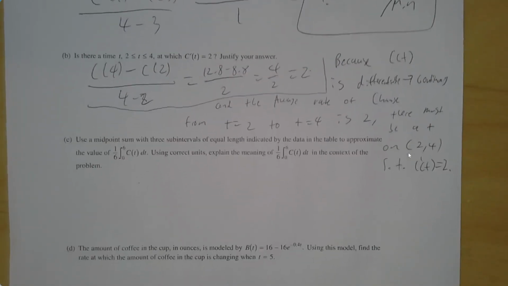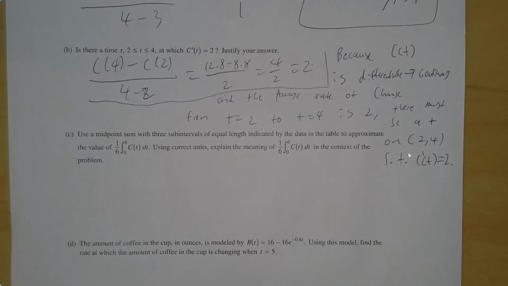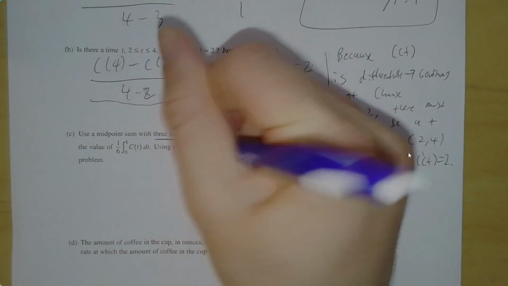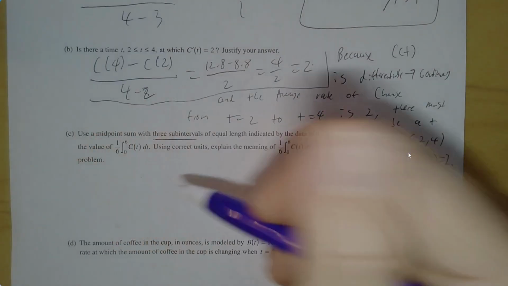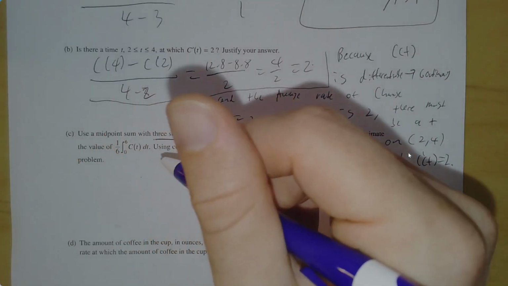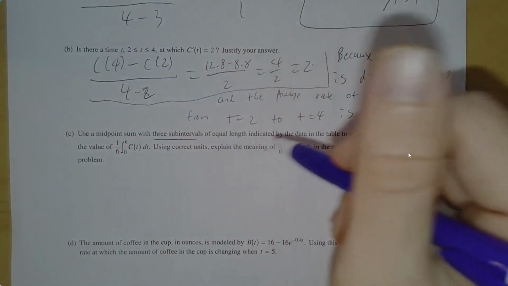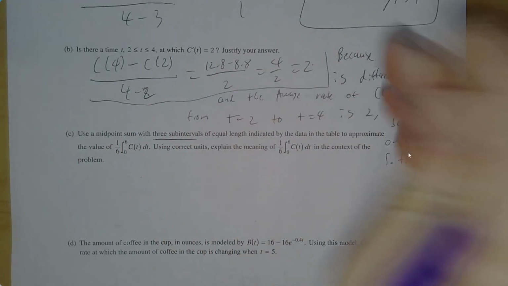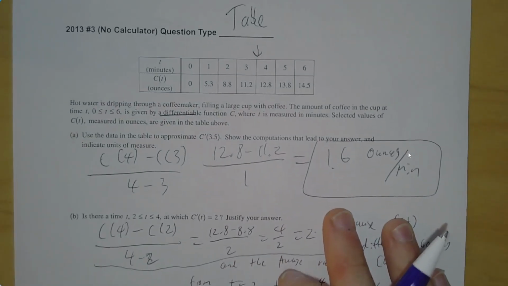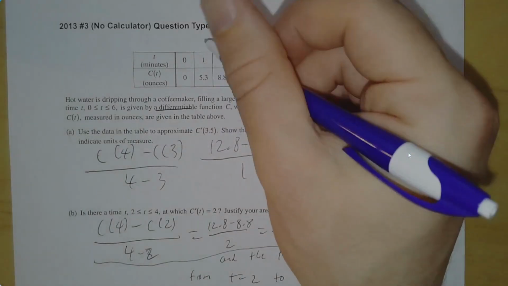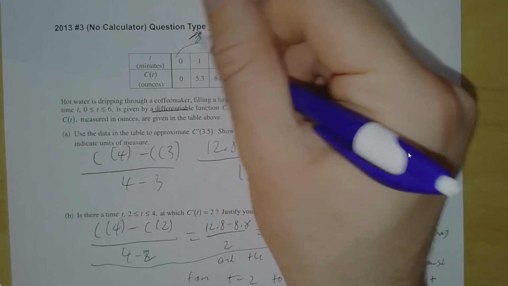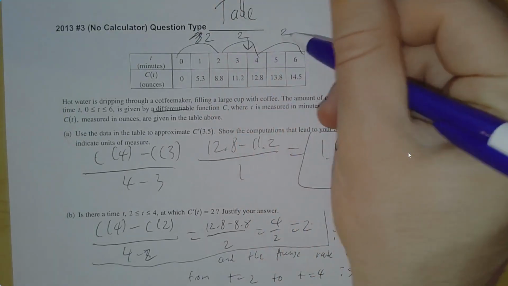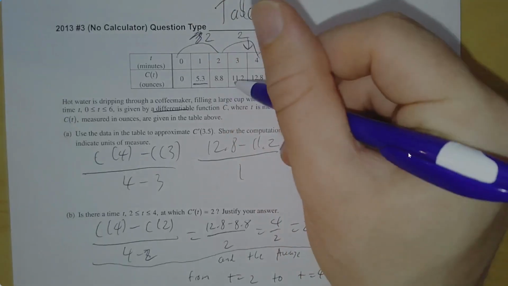Okay. Use a midpoint sum with 3 subintervals, let's underline this, of equal length indicated by the data table above to approximate the value of 1 over 6 integral from 0 to 6 of c of t dt. Using correct units, explain the meaning of that in the context of the problem. So 3 subintervals from 0 to 6, of even lengths. We're going to go from 0 to 2, 2 to 4, 4 to 6. What's the width of all of these? It's 2, 2, and 2. And if it's a midpoint, that means we're multiplying it by the middle value here.